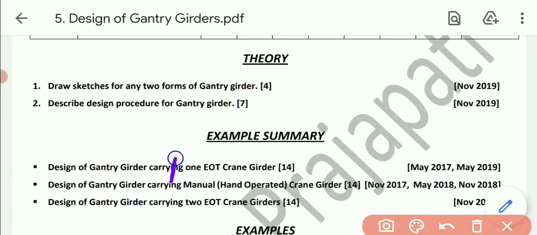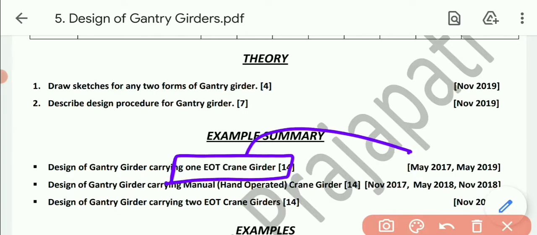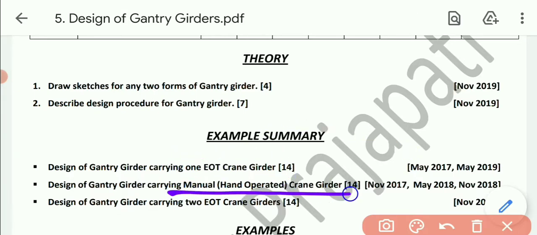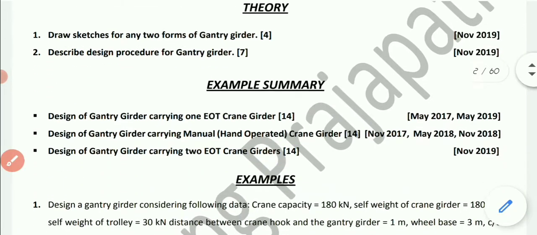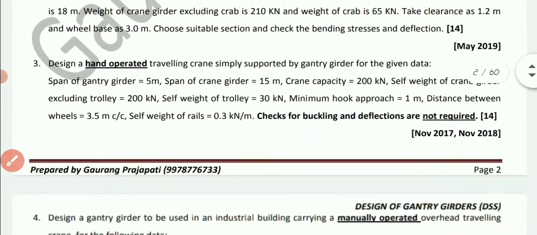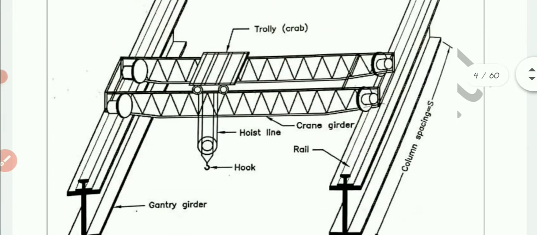Now, for EOT crane girder it has been asked 2 times, while for manual crane girder it has been asked 3 times, and in the last examination it has been asked for the EOT crane girder in November 2020. Okay, these are the examples which have been asked in the exam. So let's start the chapter first of all with the theoretical concept.